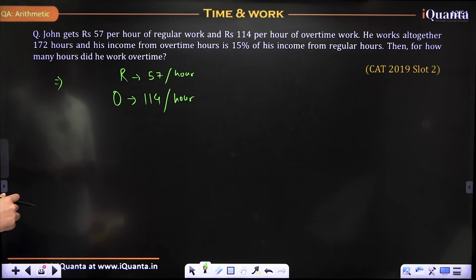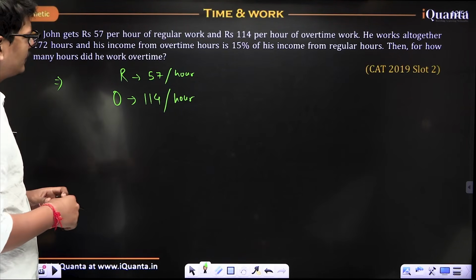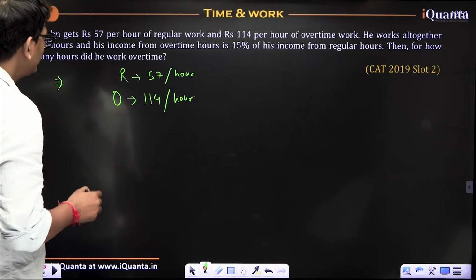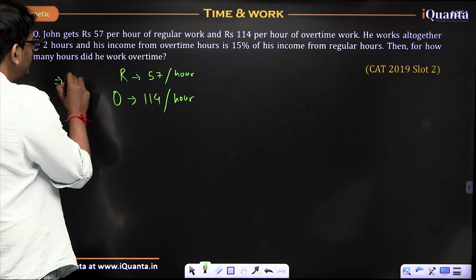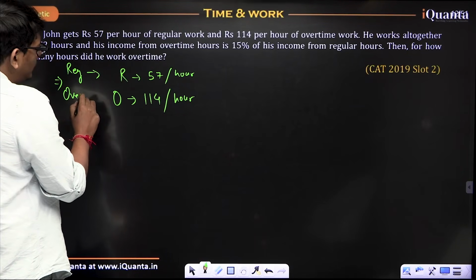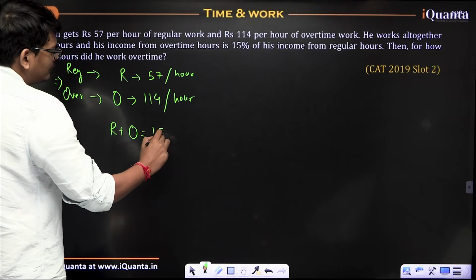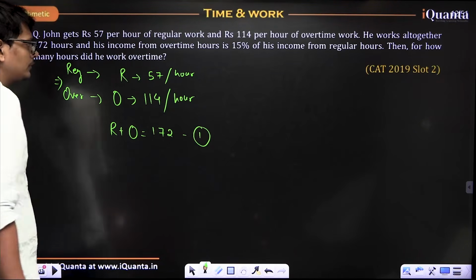Now I do not know how many hours he has invested in regular, how many hours he has invested in overtime. So what I am doing here, I am saying suppose regular hours he took is R and overtime is O. So R plus O is equal to 172. That is your first equation.